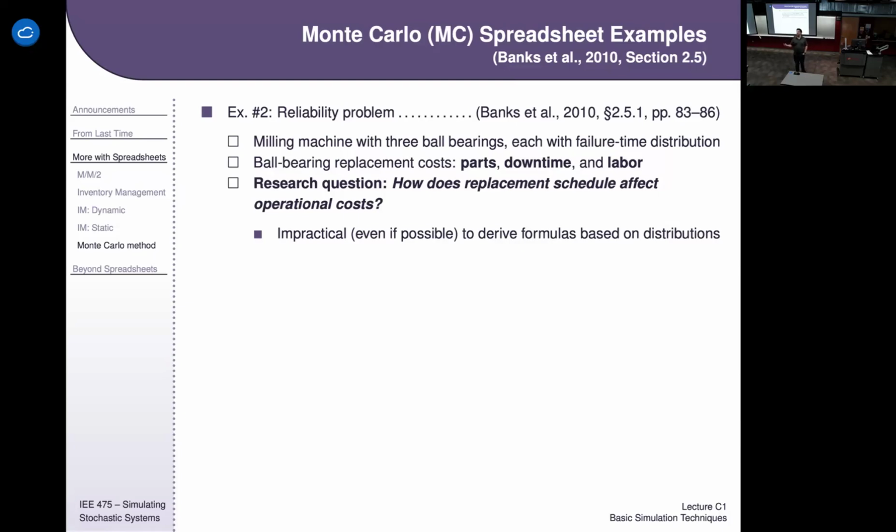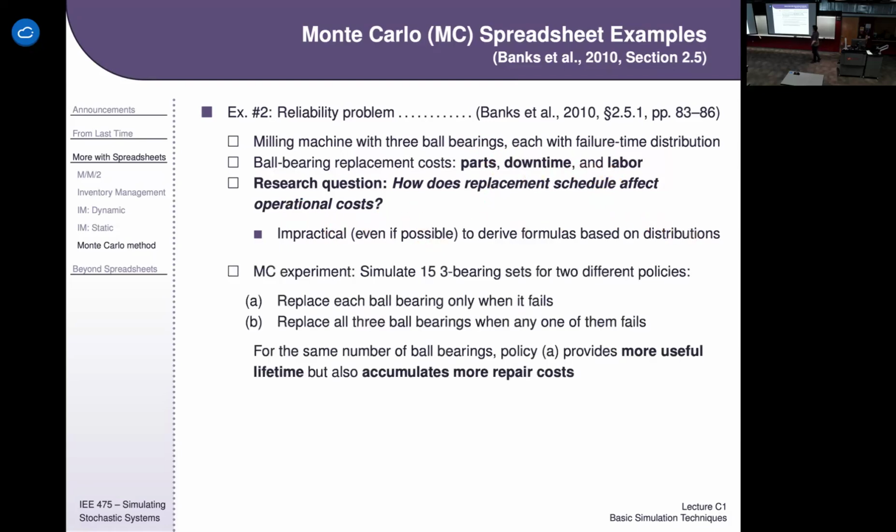So one of the questions would be, do I replace them all individually, or whenever one fails, do I replace all of them, because the other ones will probably fail sometime in the future, and I may as well take the machine down just once, even if it means wasting the life left on those other ball bearings? That's the question here. So how does a replacement schedule affect operational costs? Again, it's impractical to solve this with formulas, so I run a Monte Carlo experiment.